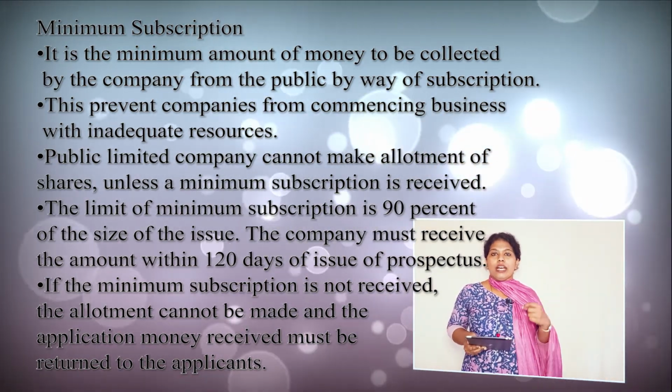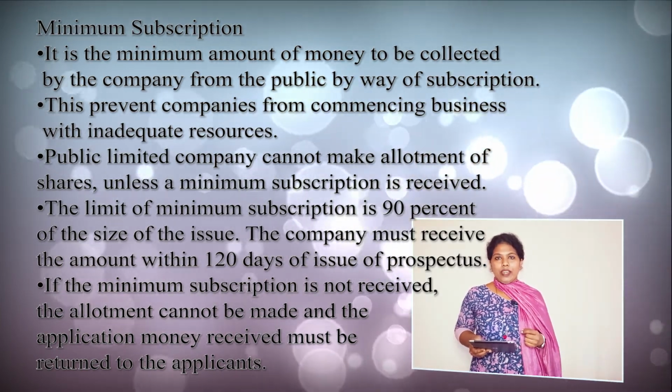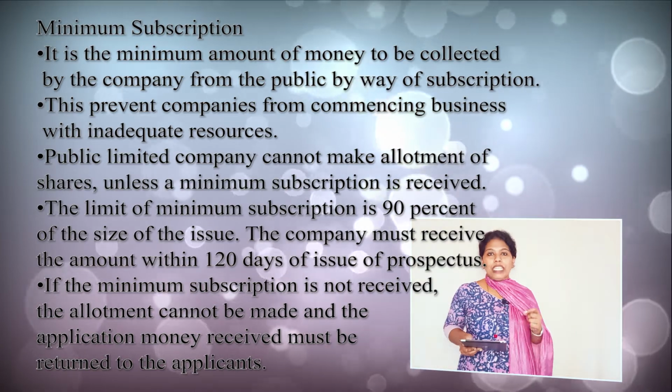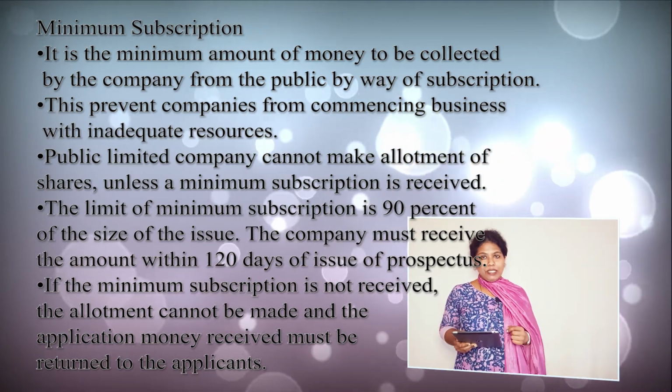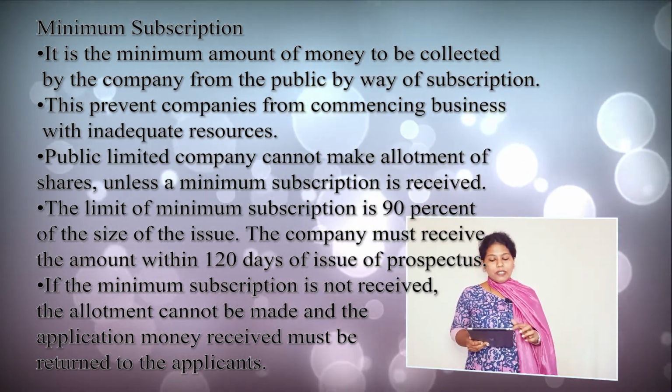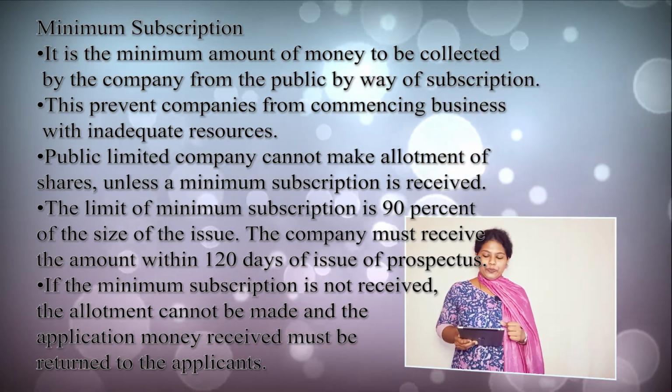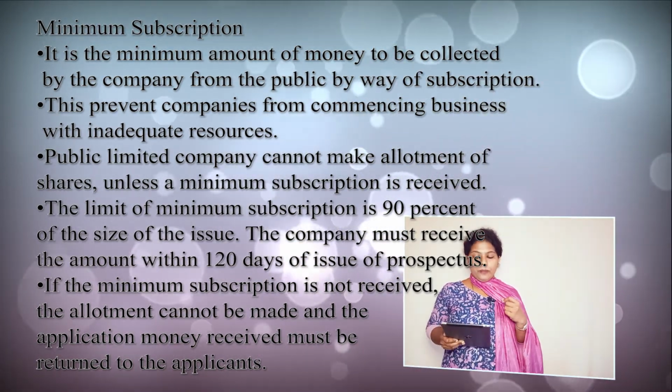In order to allot shares among the public, I need to get a minimum subscription. That is the minimum number of applications towards the shares or debentures of the company. And that limit of minimum subscription is 90% of the size of the issue. The company must receive this particular amount, the application amount, within 120 days of issue of prospectus. If I'm issuing the prospectus today, from today, within 120 days, I need to get the application money. That is, 90% of the size of the issue should be received within 120 days of the issue of prospectus.